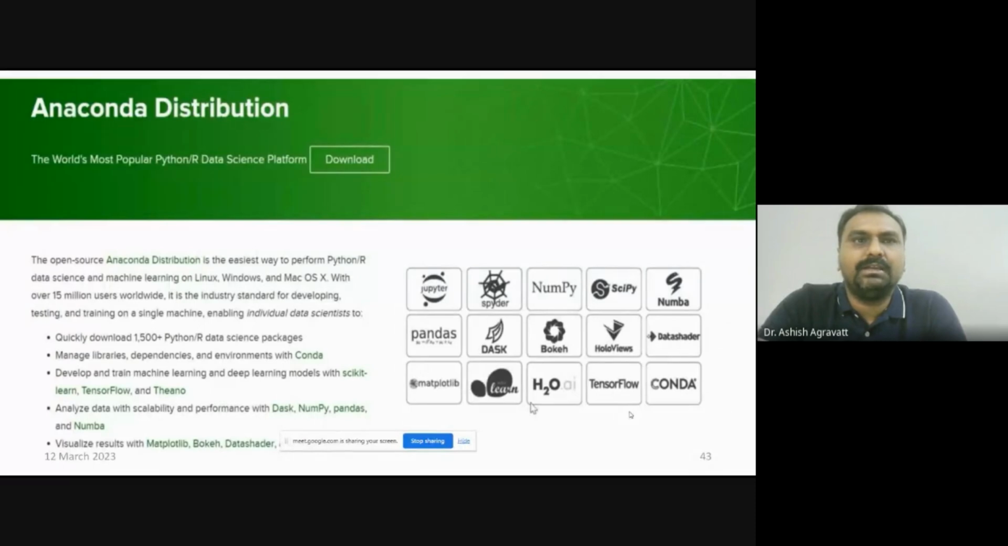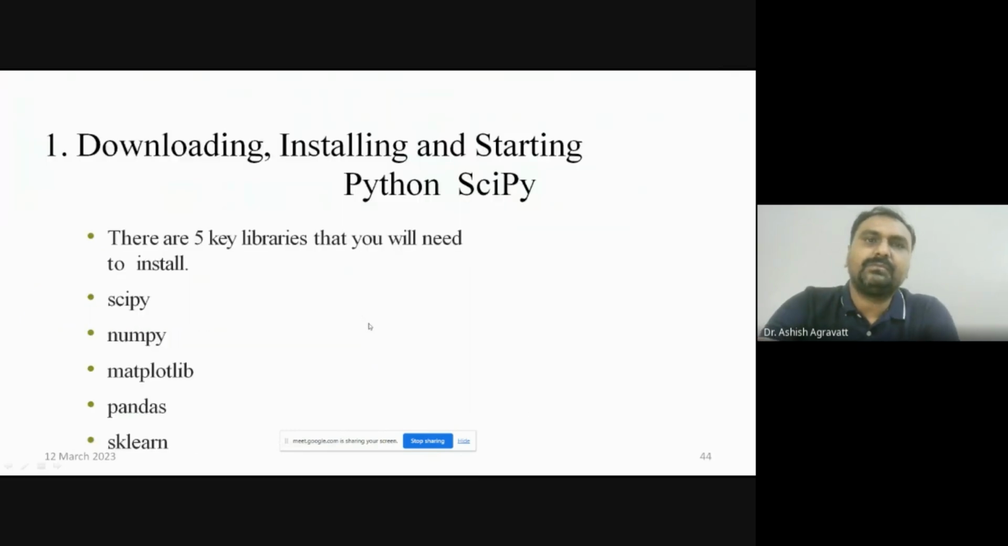Another is the Anaconda distribution. This is a very important distribution. It is open source and available free, and it contains all the different libraries that will help us with machine learning. Whenever we want to do machine learning in our lab, these are the five libraries: SciPy, NumPy, Matplotlib, Pandas, and sklearn. These libraries are available open source.